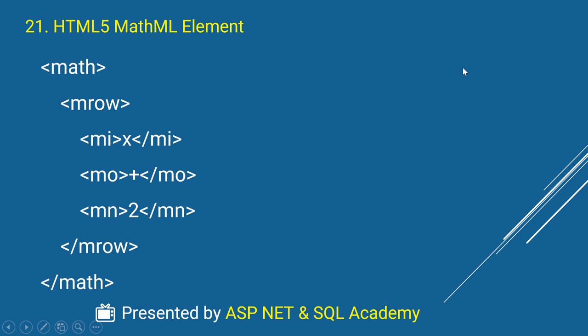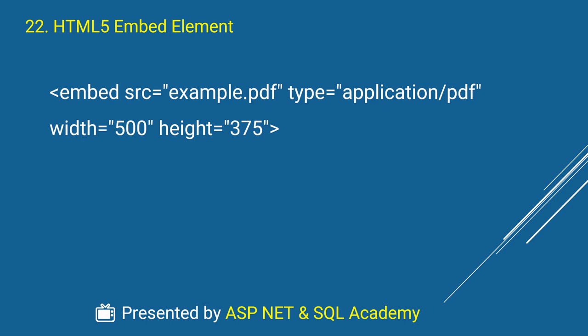The HTML5 MathML element is used to create mathematical equations and formulas. It is often used in educational and scientific contexts. The HTML5 embed element is used to embed external content such as PDFs or videos in a web page.